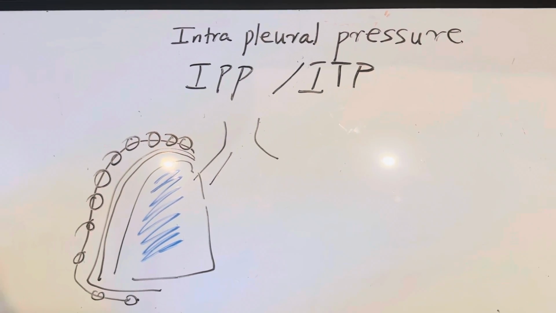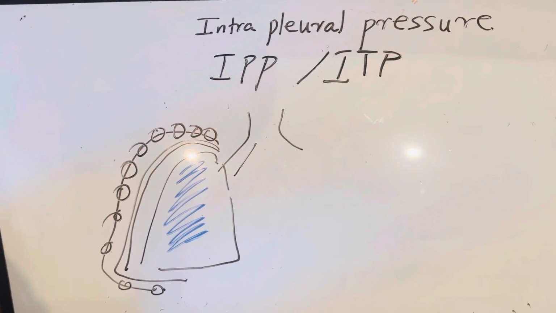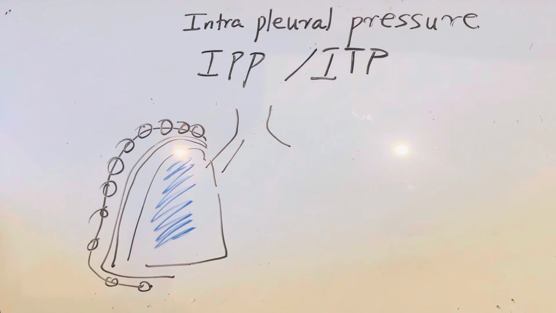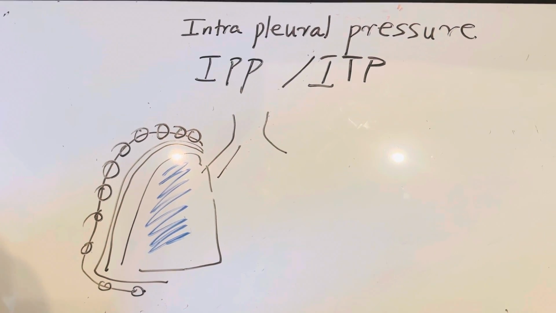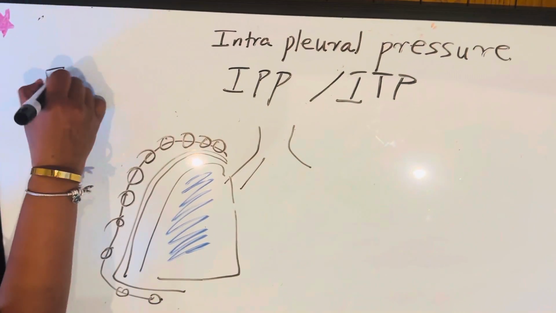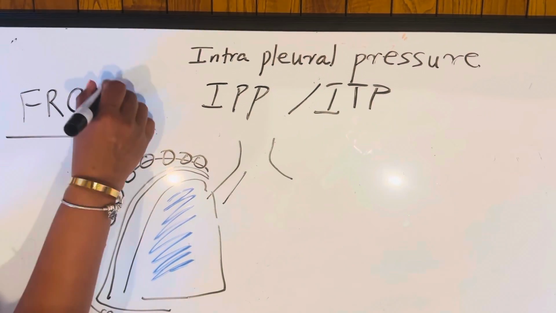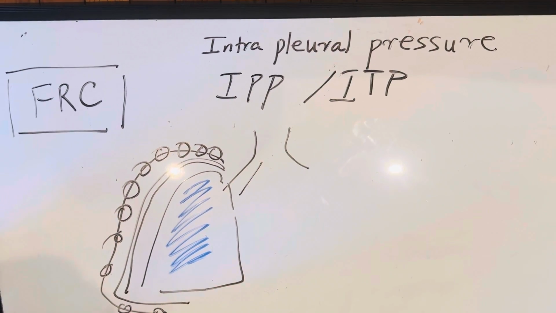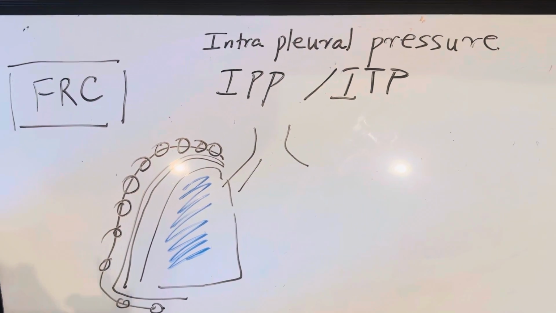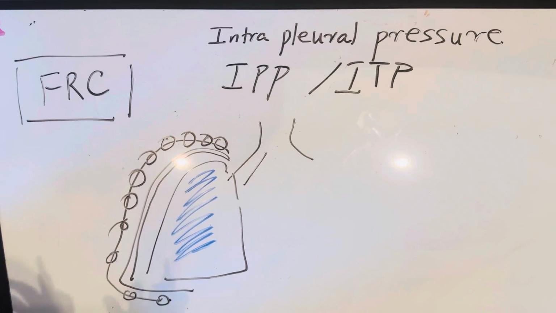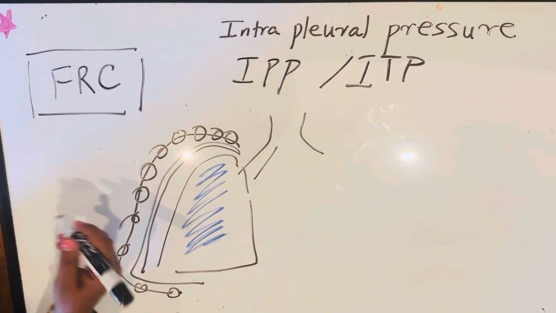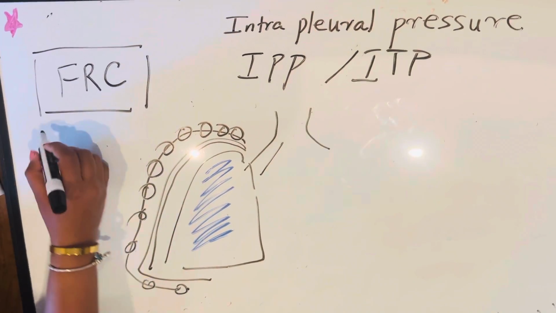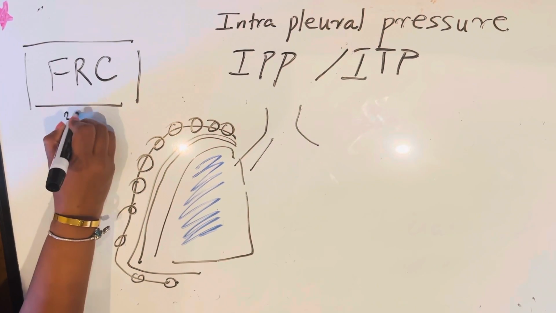It is important for it to be negative so that the amount of suction needed to hold the lungs at the equilibrium volume, that is the functional residual capacity. So the functional residual capacity is the volume of air present inside the lungs at the end of normal expiration. Okay, so it is about 3 liters.